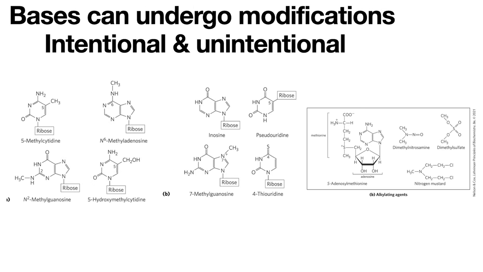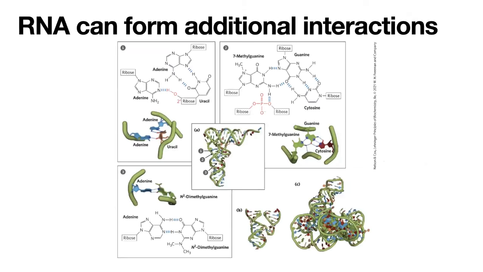Bases can also be modified. We'll talk more about some unintentional modifications, but there are also intentional modifications, and you see a lot of modified nucleotides in the case of RNA, especially in things like transfer RNAs and ribosomal RNAs. There's a lot of modifications. We can see things like methylation, as well as alternative bases. We talked about pseudouridine, which had uridine, but it was attached at a different position. So there are lots of different options that are then going to lead to even more RNA binding opportunities.